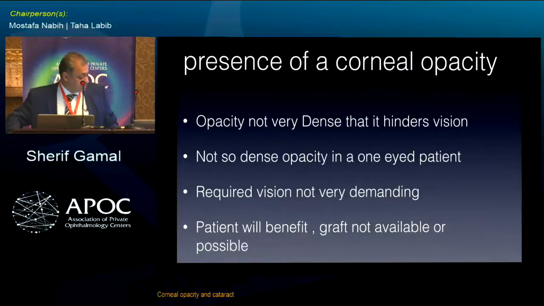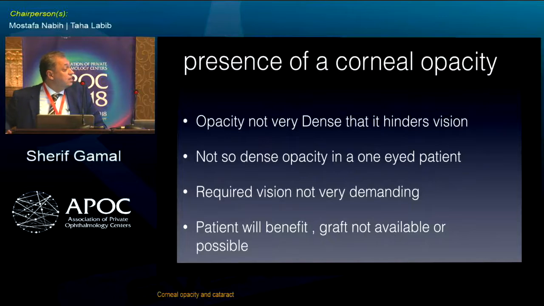In that case we have to decide if this cataract alone, if we remove it, is it going to be beneficial for the patient or not? So we have to decide if the opacity is not so dense as to hinder the vision. Also, with not so dense opacities in a one-eyed patient, you have to do cataract only and wait and see if this is satisfactory or not.